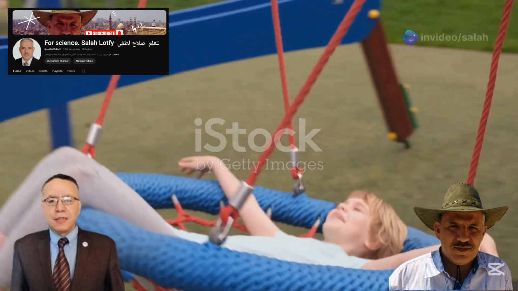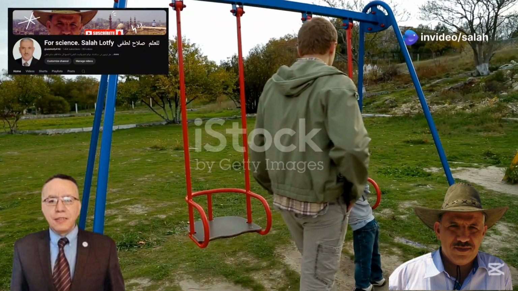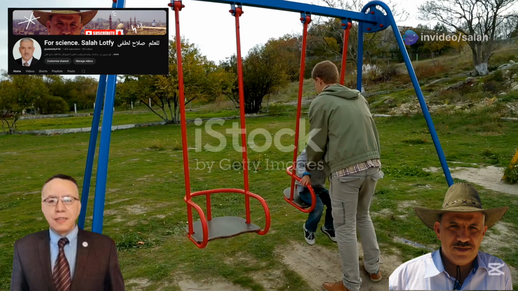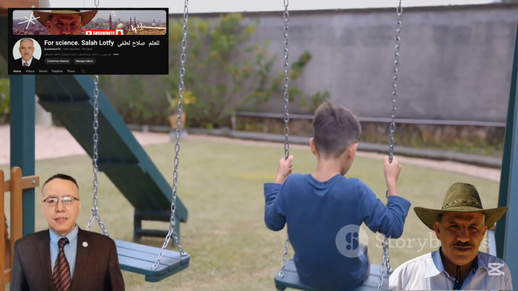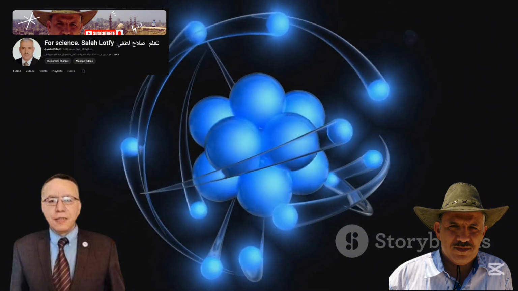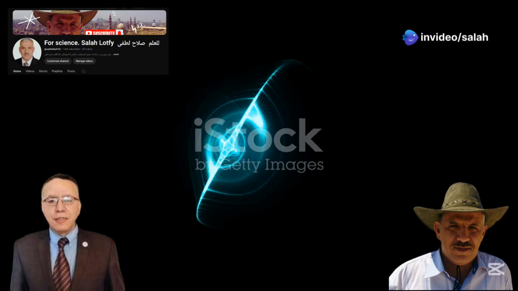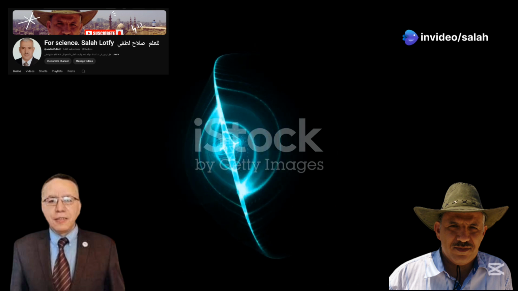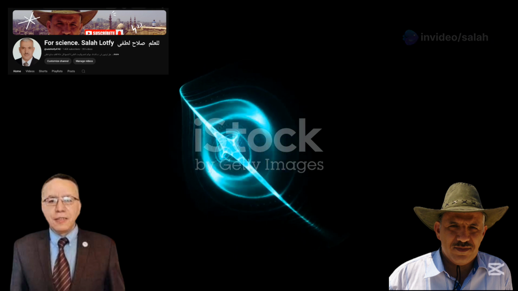Imagine pushing that child on the swing again. If you push at any random frequency, sometimes you'll add a little energy, sometimes you'll slow them down. But push at their natural frequency, and you'll see them soar higher and higher. Cyclotron resonance works in a similar way. When the frequency of an electromagnetic wave matches the cyclotron frequency of charged particles in a plasma, resonance occurs.